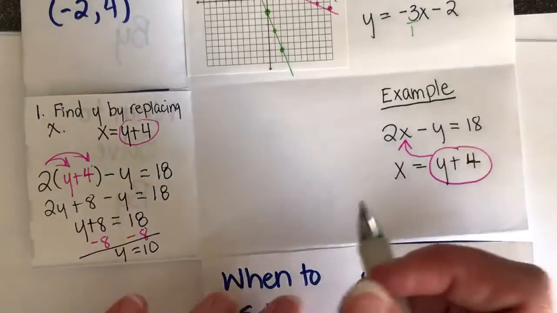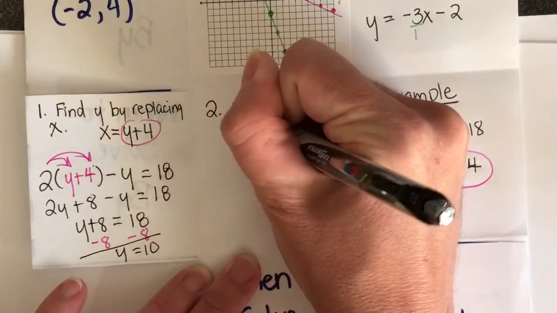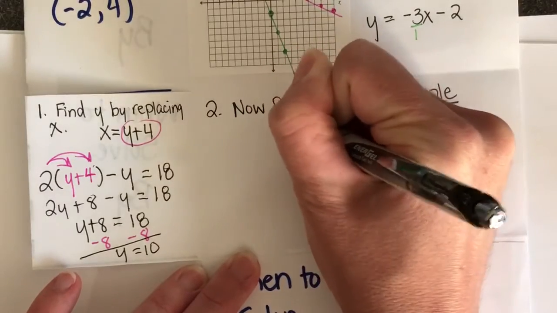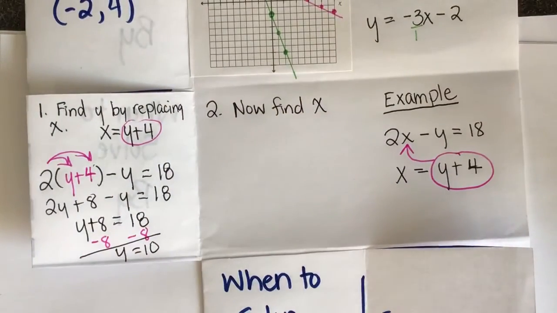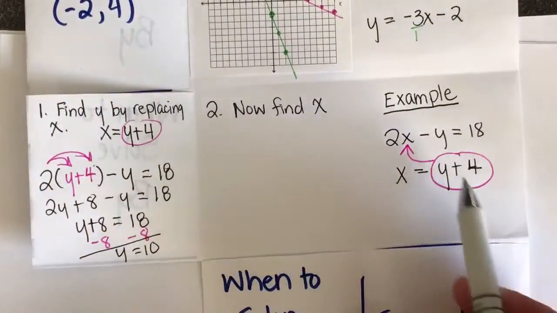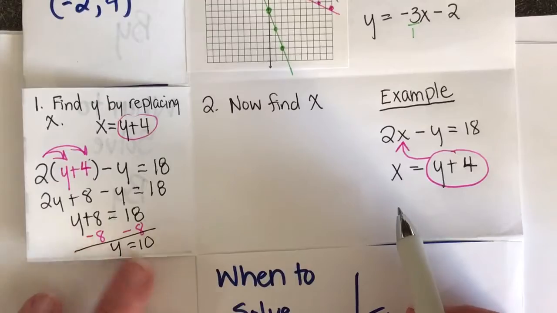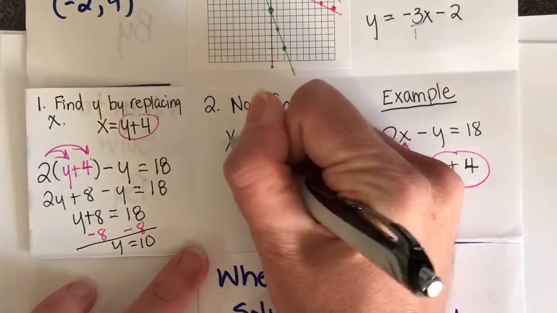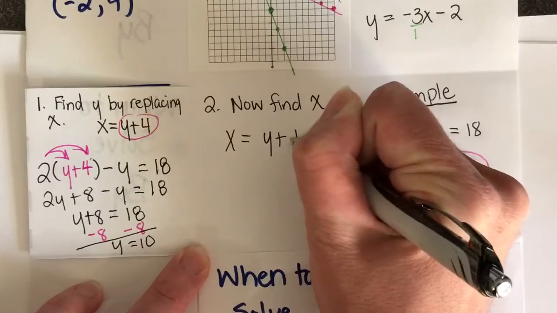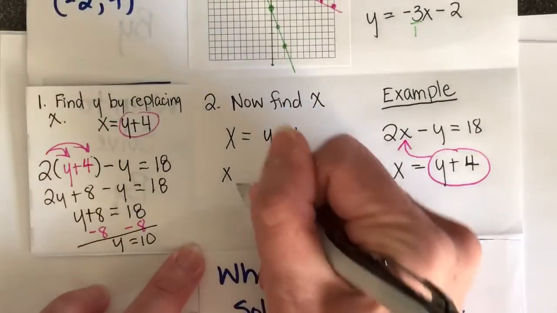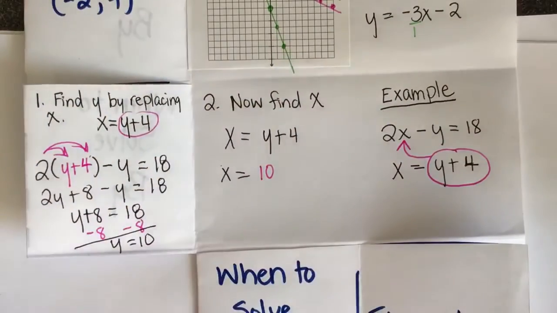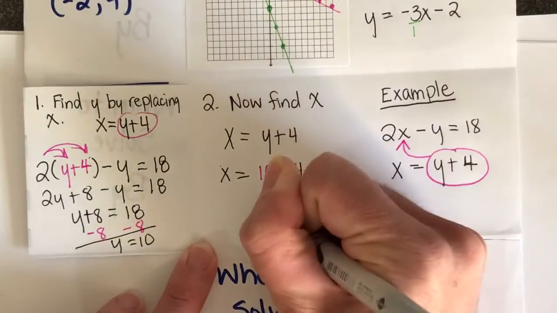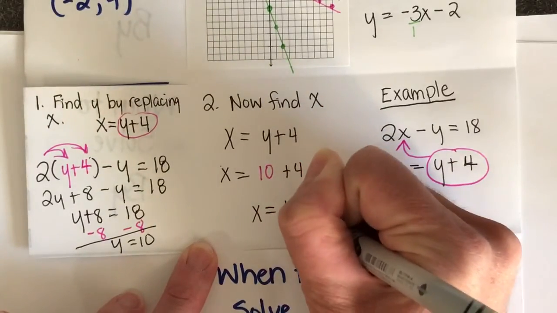The second step is to find x. It doesn't matter which equation you use, the top one or the bottom one, but choose the one that makes sense. In this equation, we know that x is equal to whatever the value of y is plus 4. So I'm going to use that equation. And guess what? I know that y is equal to 10, so I'm going to substitute 10 for y. What is 10 plus 4? 14. So x has a value of 14.